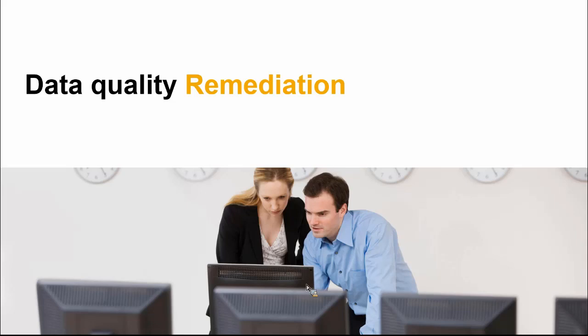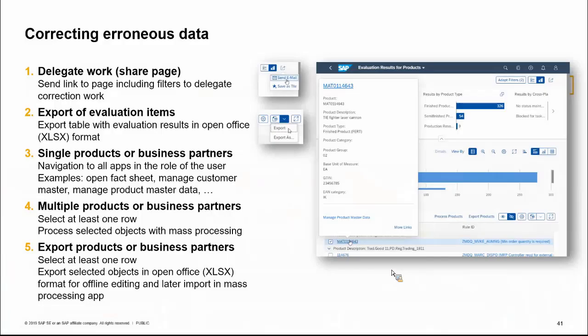Out of the exact same app as I showed to you, you have the ability to delegate work, which is quite handy, of course, meaning you can share the page. Send the link to the page, including the filters, to a delegate to correct the issues which are displayed there. And this can then happen in the very environment of S4HANA Cloud. So the user will see the same view as is depicted here on the screenshot. You can also, if you need it for special purposes, export that list of evaluation items into an open office Excel format.